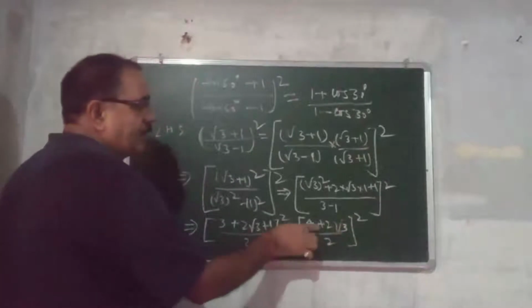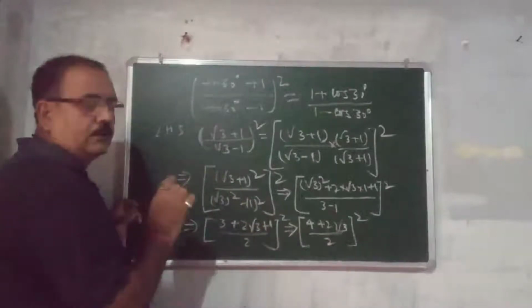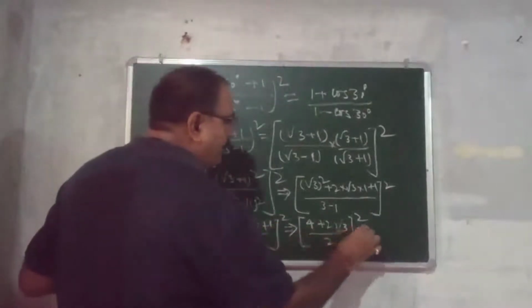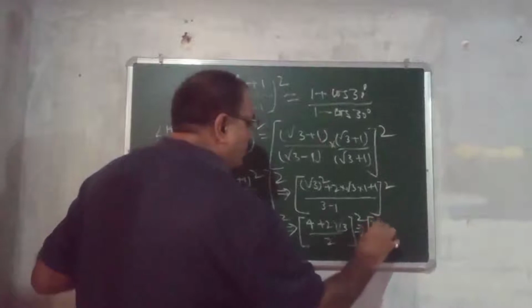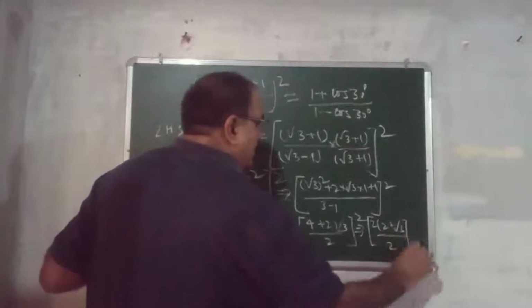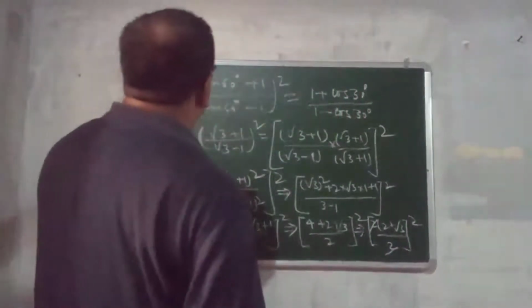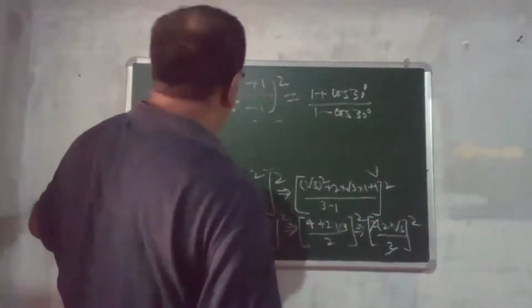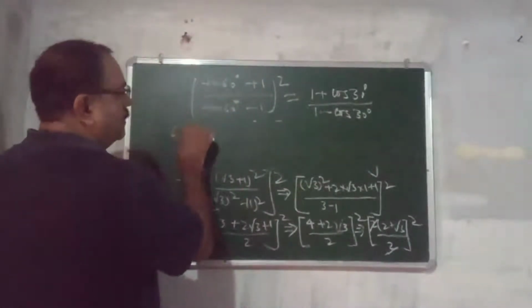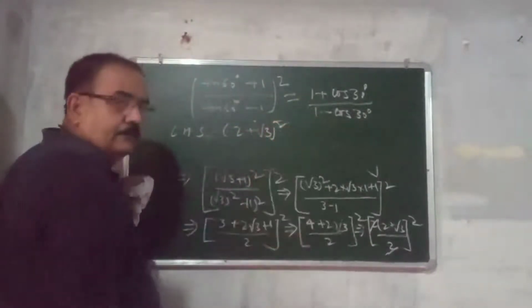We cannot cancel here because plus and minus signs are there. If we cannot cancel, then what do you have to do? We have to take the common factor. What is common in the numerator? 2 is common, then left 2 plus root 3 by 2, their square. These two will be cancelled. After cancelling, what is left? Left LHS is (2 plus root 3) square.